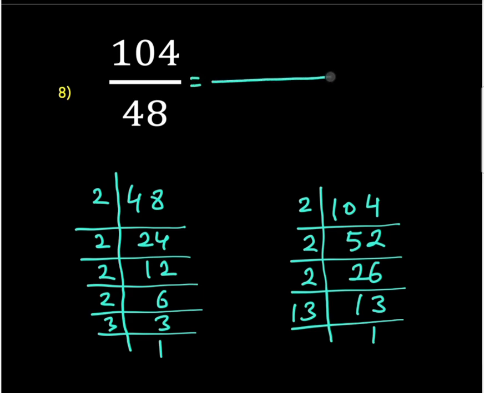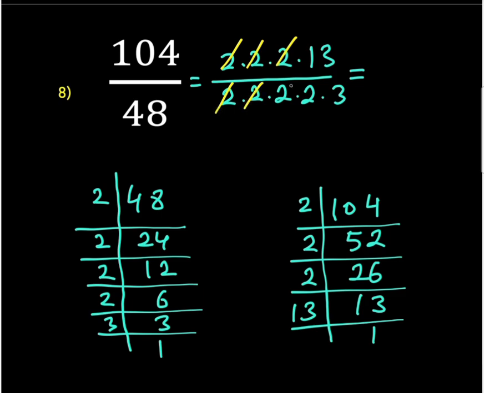Now we can write, instead of 104, these prime numbers: 2 times 2 times 2 times 13. And instead of 48, write these prime numbers: 2 times 2 times 2, and we have another 2 times 3. Cancel the common factors. These 2's are cancelled with these 2's. We are left with 13 over 2 times 3 is 6. 13 over 6.